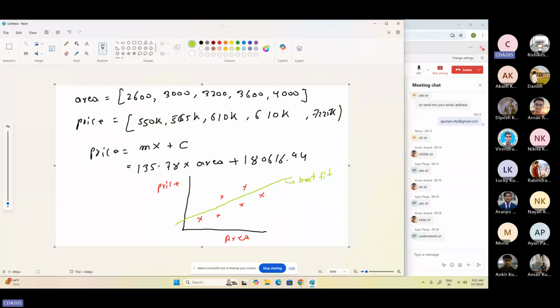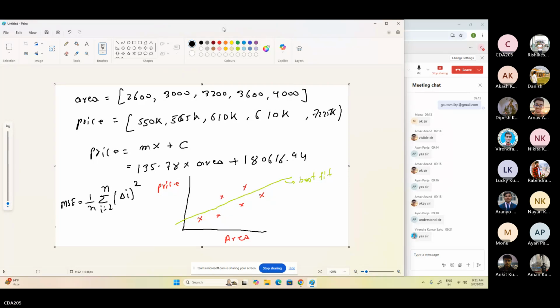So till now, we are calculating the MSE, that is 1 by n, summation i equals 1 to n, delta i whole square. This MSE is known as the cost function.